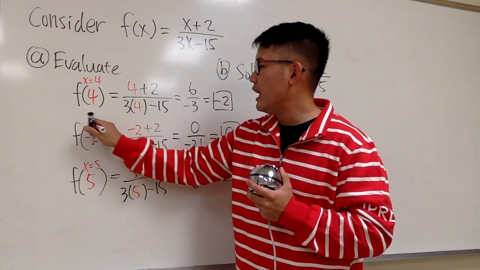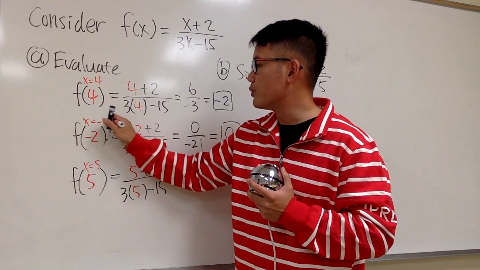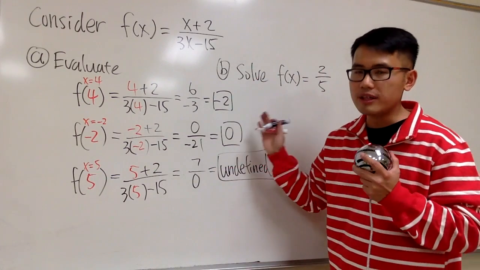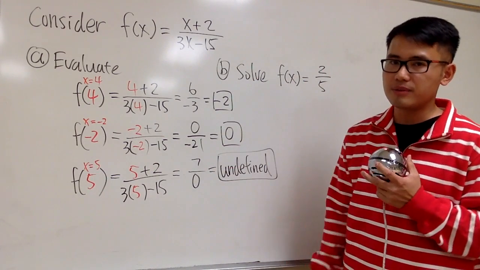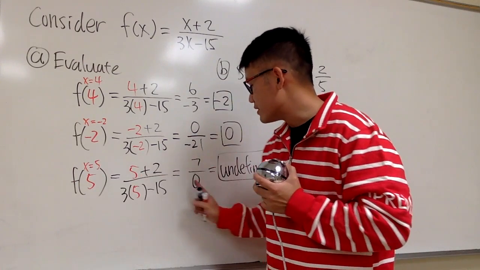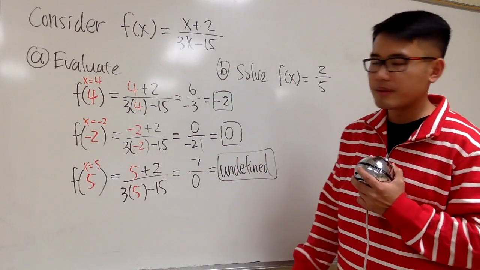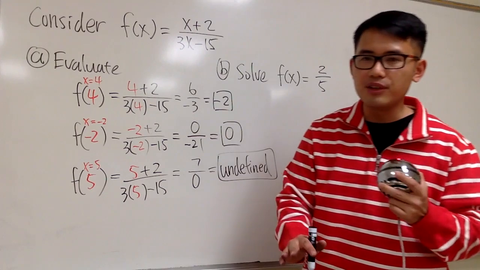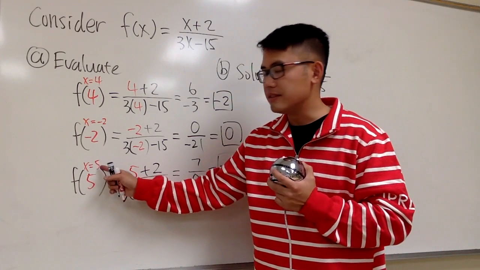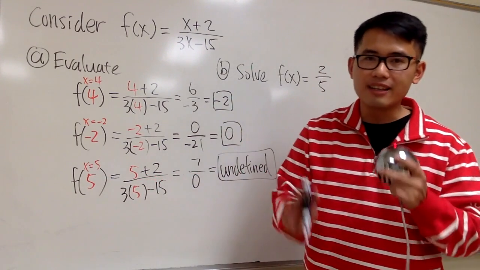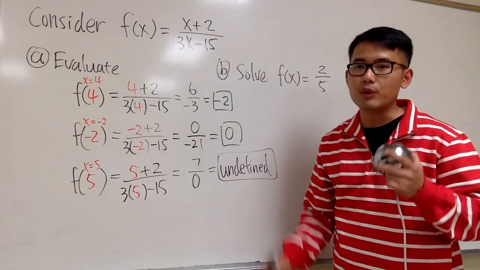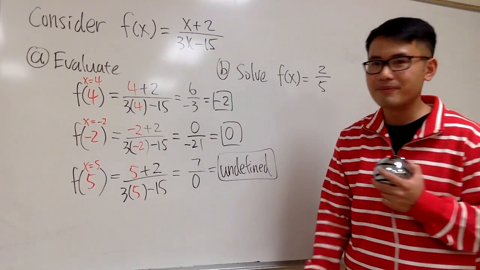When you plug in x is equal to negative 2, it was okay. 0 is a nice number. It is a nice answer. But when you have a 0 in the bottom, this is no good. And I'm going to show you guys in the next video that the 5 is not in the domain of this function, but we'll talk about that in the next video.